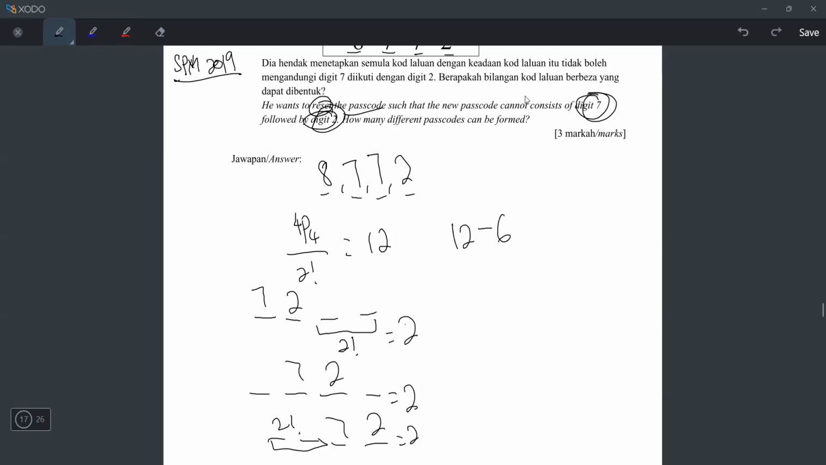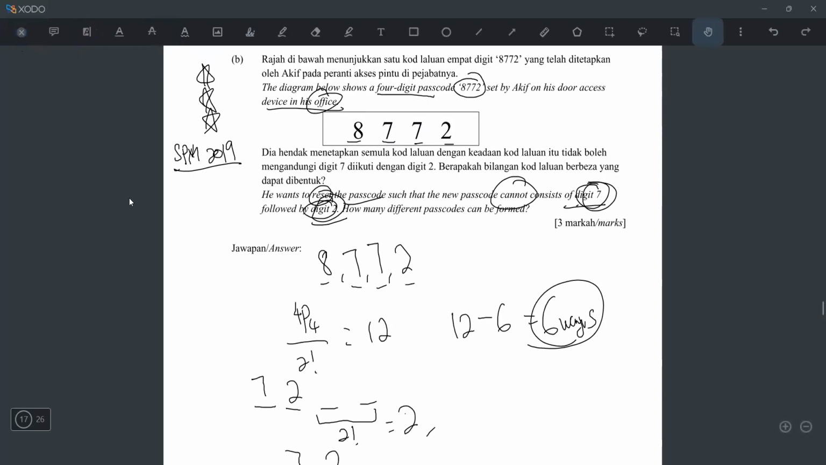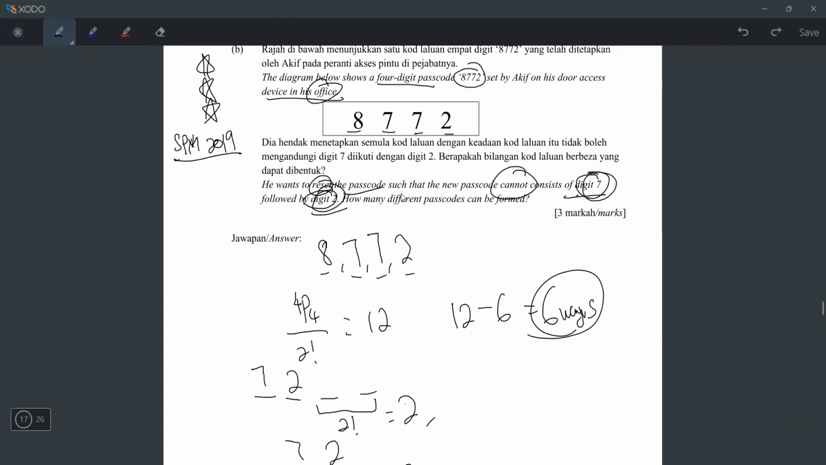Why minus? Because they say it cannot consist of 7 followed by 2. So if the passcode has 7 followed by 2, there are 6 ways. The total is 12, so 12 minus 6 is 6. So there are 6 ways. This is the answer. What about 2 followed by 7? That one is not needed, because they say 7 followed by 2, right? So not needed. Okay, I think you can just list it down because there are only 12 possibilities.